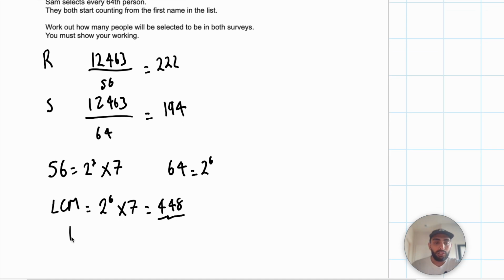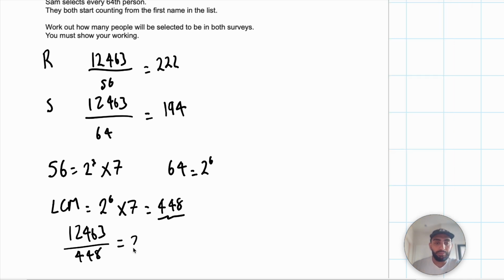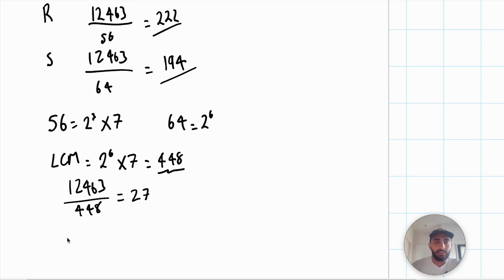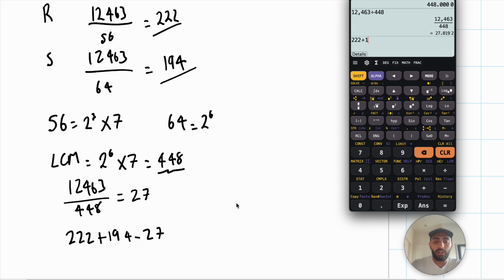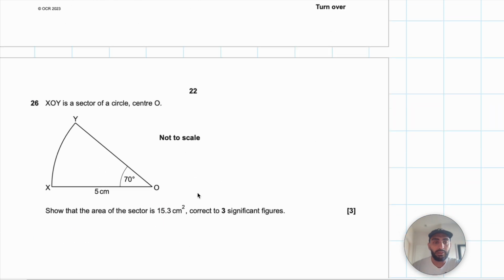So I need to do 12,463 divided by 448, which is 27. I need to add these two numbers up, and then I'm taking away 27. So 222 plus 194, take away my duplicates, 27. 222 add 194 minus 27 gives me 389. So they'll ask 389 people altogether.